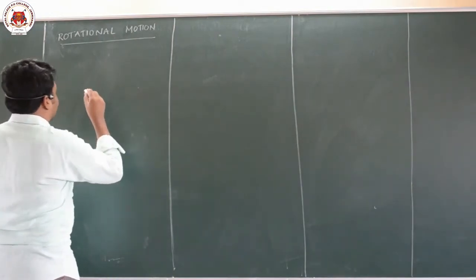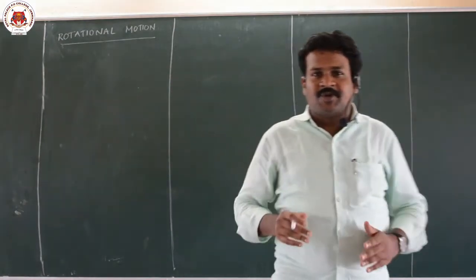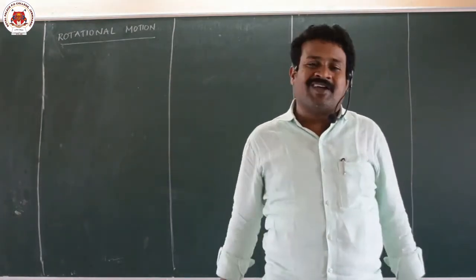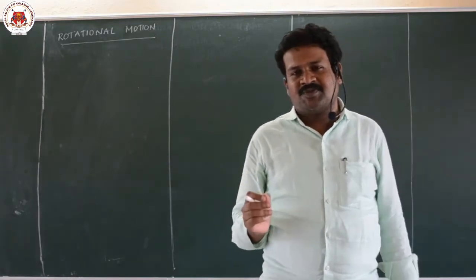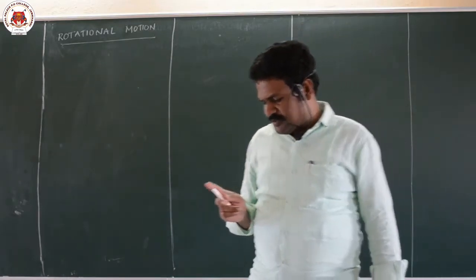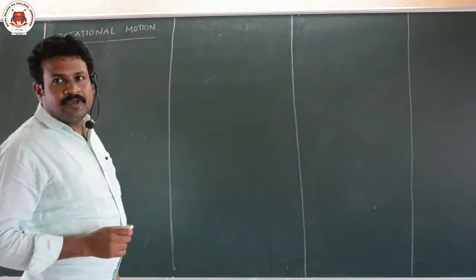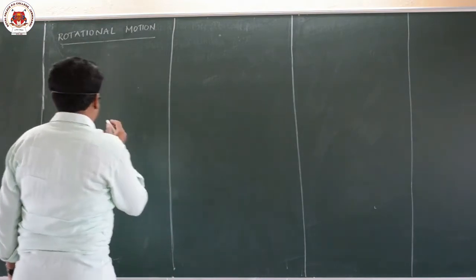So what does rotational motion mean? In linear motion a body covers distance, but in rotational motion a body covers angles. We will have angular displacement, angular velocity and angular acceleration. So the kinematic equations can be converted into rotational motion.